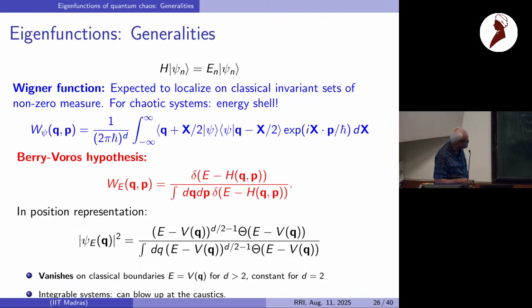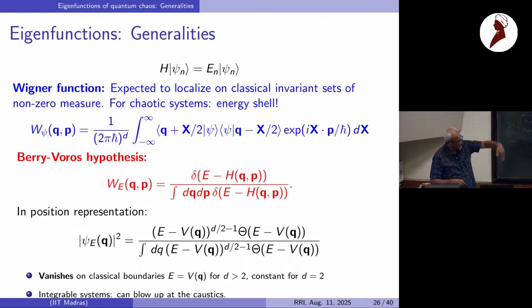But you see, when D is 2 degrees of freedom, this is constant. That means that these intensities are constants on this energy shell. D is the number of degrees of freedom. And if your D is 3, it's even vanishing at the energy shell. Okay, so there is an interesting difference just from this. So it vanishes on classical boundaries for D greater than 2, and is constant for D equal to 2. For integrable systems, this is all for expectation; for chaotic, it can actually blow up at caustics.